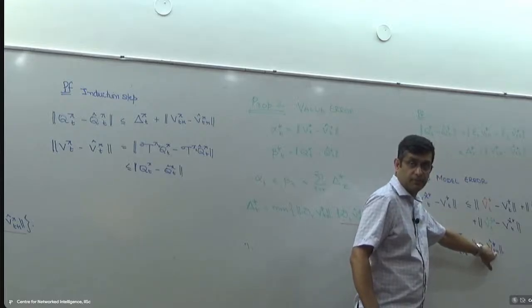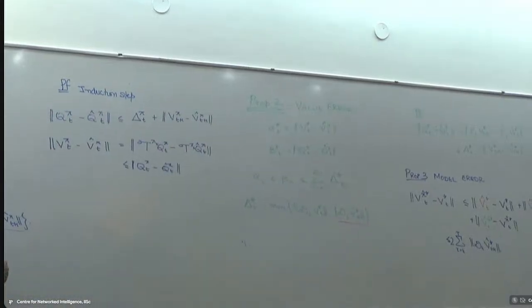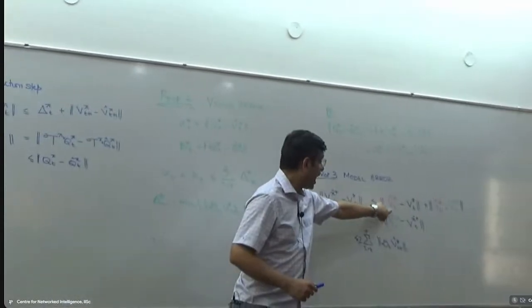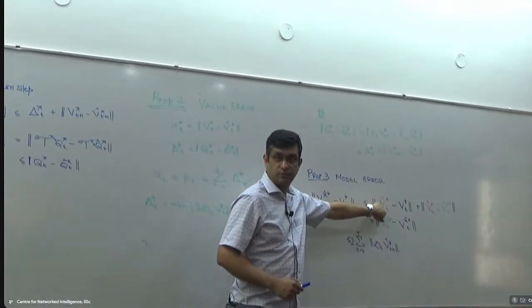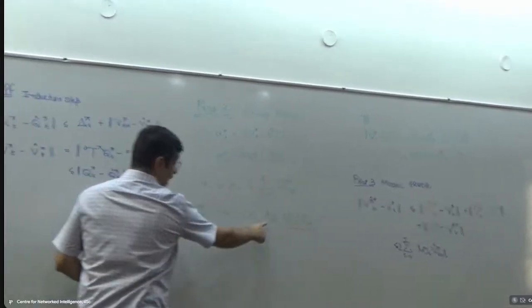Okay. So let me go back and look here. So for this object, I could have used V star t also. For the first guy, which is the value error, I have one term which is V hat star.